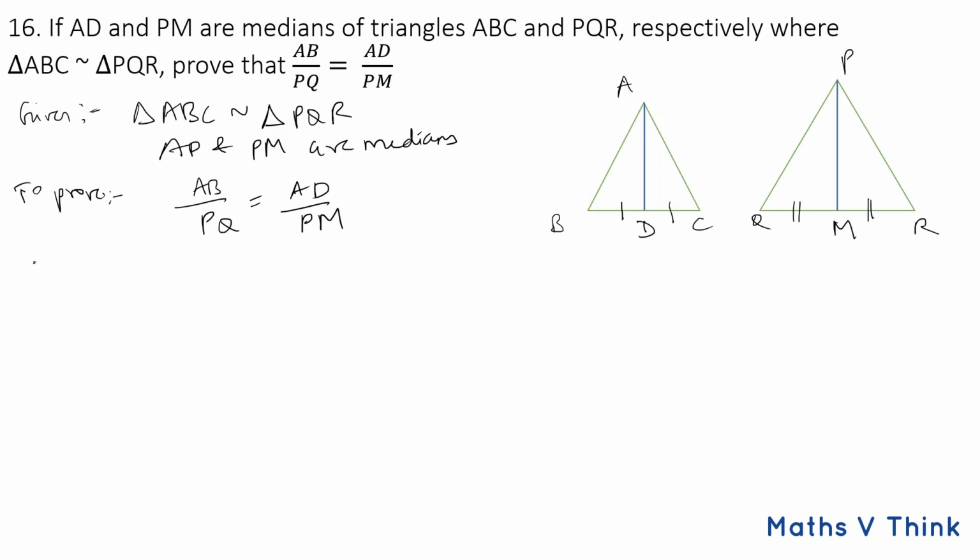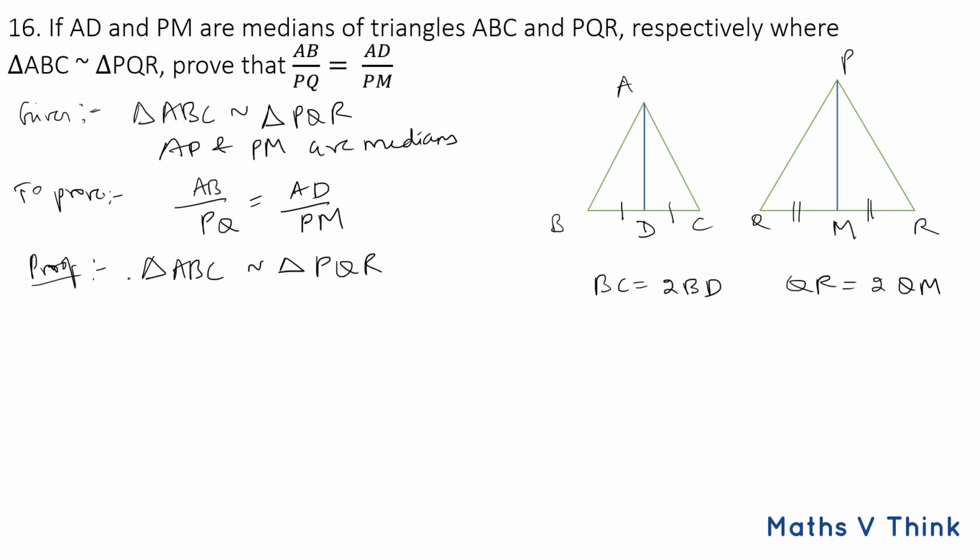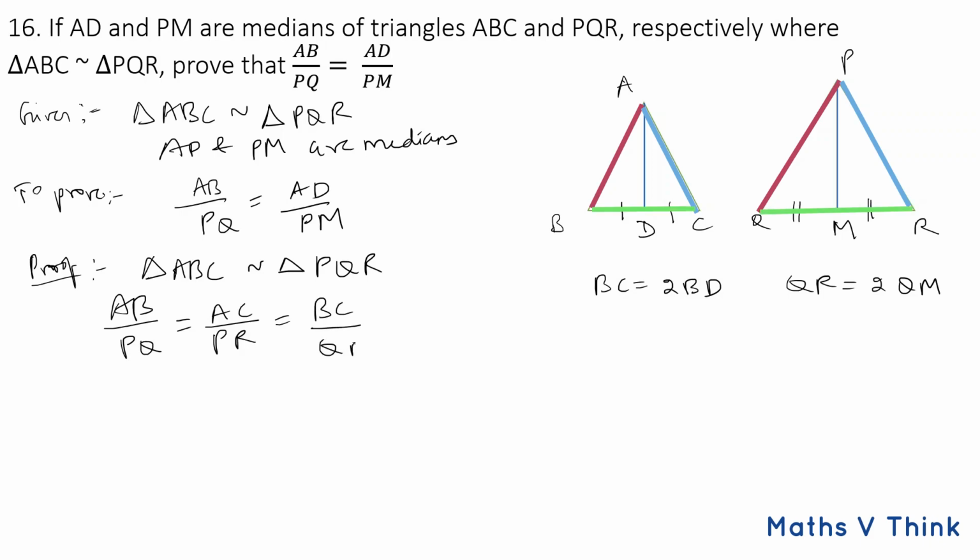So first, proof. Here can I write BC is equal to 2BD. Same way here also QR is equal to 2QM. Now take the given part. Triangle ABC is similar to triangle PQR. Can I tell that their corresponding sides are proportional? Nothing but AB by PQ is equal to AC by PR is equal to BC by QR.